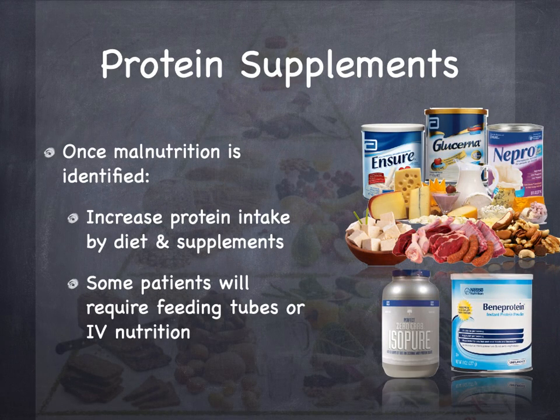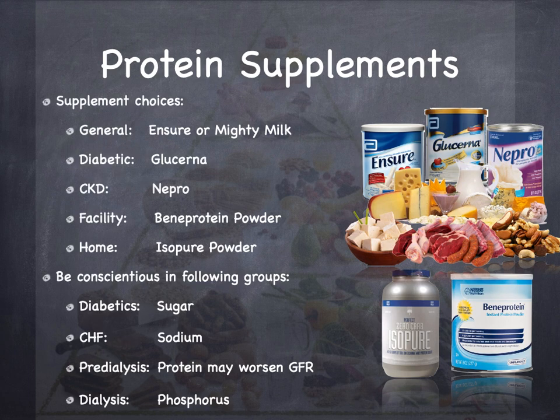Once you've identified malnutrition, you should try to increase protein intake by diet and supplements. Some patients will require feeding tubes, and in rare cases, IV nutrition. But just be conscientious that for whatever supplement you give, you must be conscientious of their comorbidities, therefore the various elements that are contained within the supplements that you choose. And so, for example, for diabetics, we might choose Glucerna, renal insufficiency, Nepro. If you're in a facility, you can get Beni protein, which is basically pure protein without the elements. And at home, you can get things such as Isopure powder.